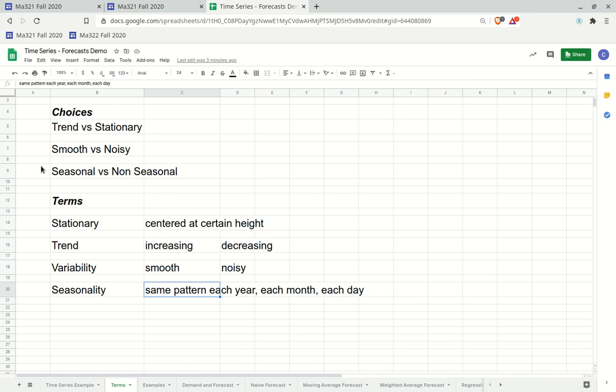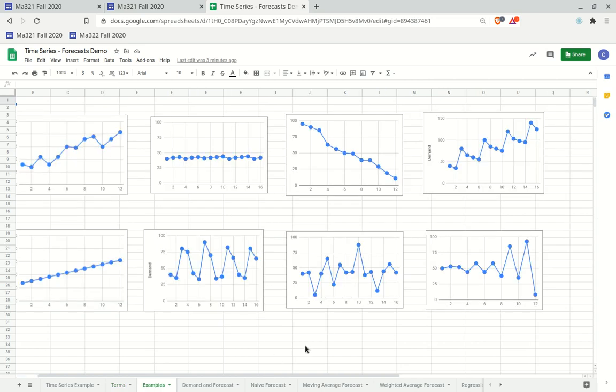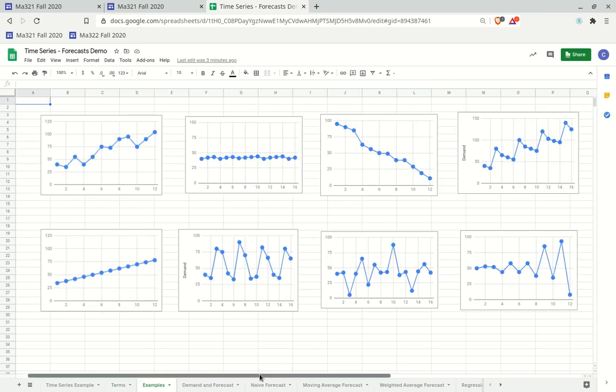So I want to use these terms and look at some graphs and just see if I can understand these terms in terms of some examples. So I'm going to go over to this next page here. And here are 8 examples of time series. These might all be some kind of demand for a product, say. So let's take a look at these. Remember, the terms we used were trend or stationary, then noisy or smooth, and then seasonal or non-seasonal.